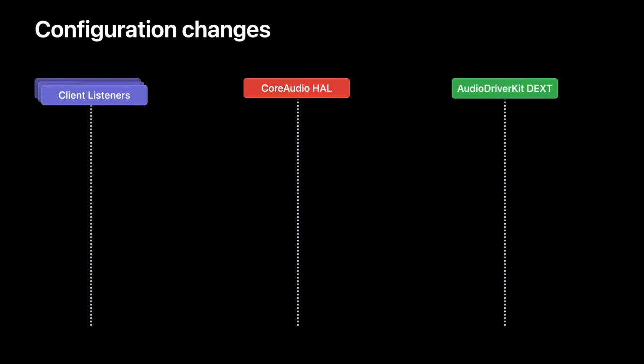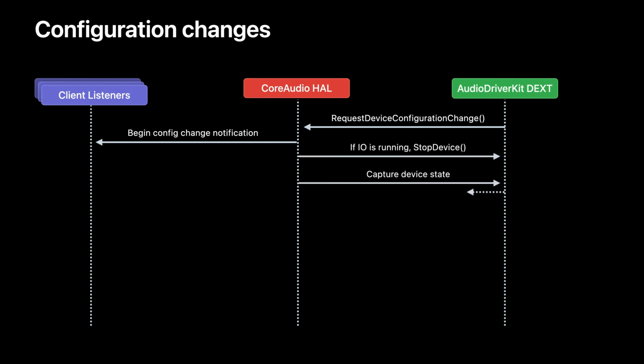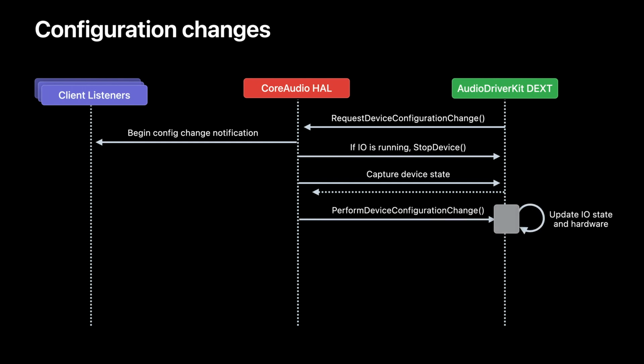The diagram shows the sequence of events for device configuration changes. The driver should first request a configuration change. The HAL will notify any listeners that the config change will begin for the device. I/O will be stopped on the device if it is currently running. The current state of the device will be captured. Perform device configuration change will be called on the driver. This is when the driver is allowed to change any state on the device and hardware.